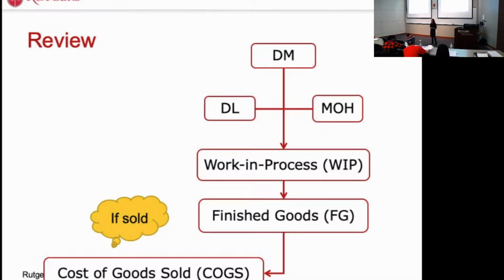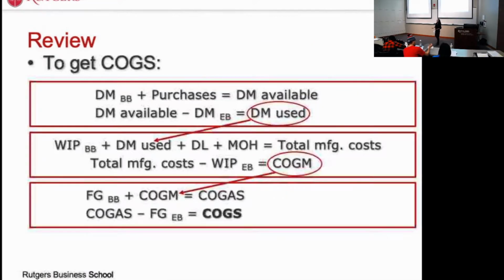I have a question. Can you go back to the last slide, this one? What is B? Beginning balance. And EB means ending balance. Alright, thank you.